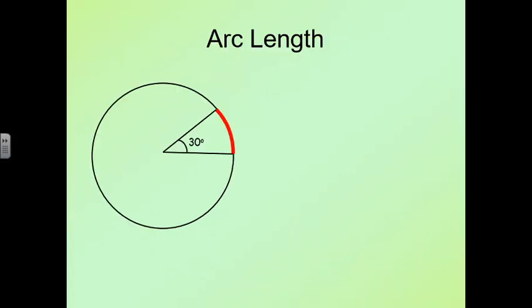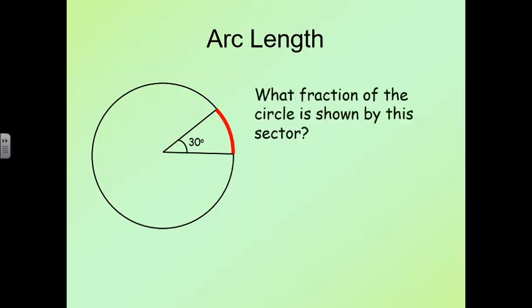So if we look at this sector here, the question is, what fraction of the circle is shown by the sector? Well, we can see that the angle that belongs to the sector is 30 degrees. So we know, as it's 30 degrees out of the full circle, which is 360 degrees, the fraction would be 30 over 360.